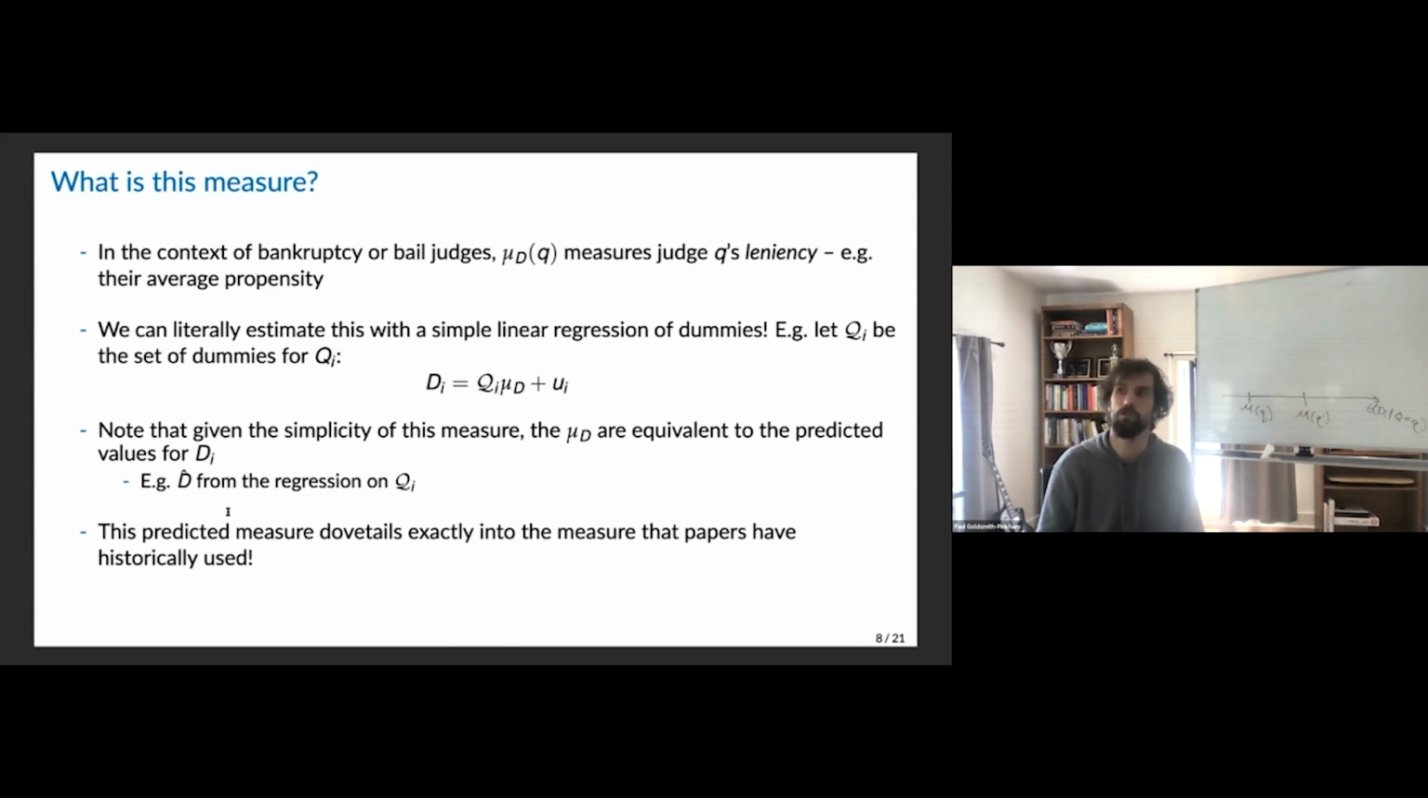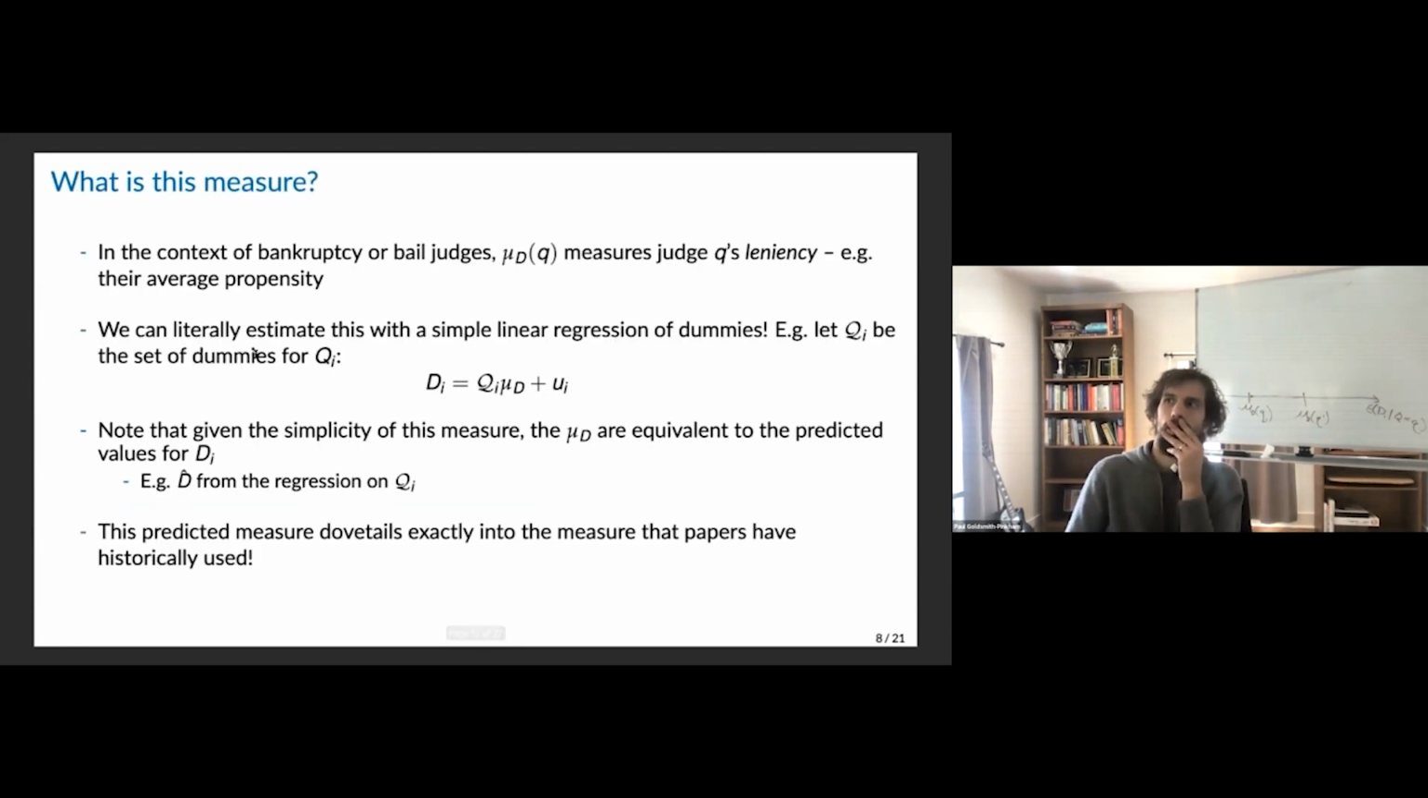So in the context of bankruptcy judges, this mu dq, I put a d subscript here to make this clearer, measures the leniency, right? So how lenient are you? What's the average propensity to grant clemency or something to an individual? And you could easily measure this in a regression, right? We were talking about just doing conditional expectations, but we know that if you dummy out all of them, so let script Q be the set of dummies, you go in Stata, you do reg d on i.q. Every coefficient there is going to be the relative effect. If you do no constant, it's going to get you literally the means in each one of them.